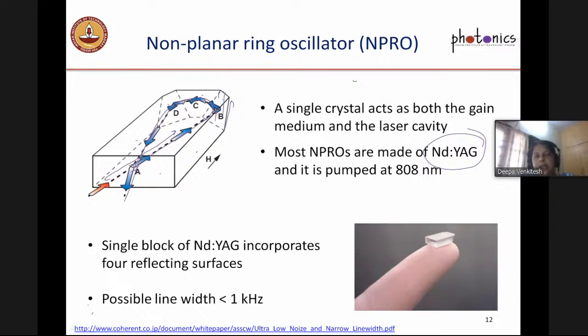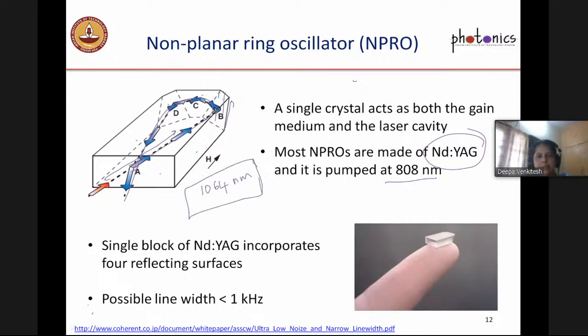Now this Nd:YAG is used simply because it is one of the most popular and very reliable lasing materials, used ever since the laser was invented. The pumping is done as optical pumping, at 808 nanometer, and the wavelength of emission is 1064 nanometer. This is the wavelength at which all the LIGO lasers run.